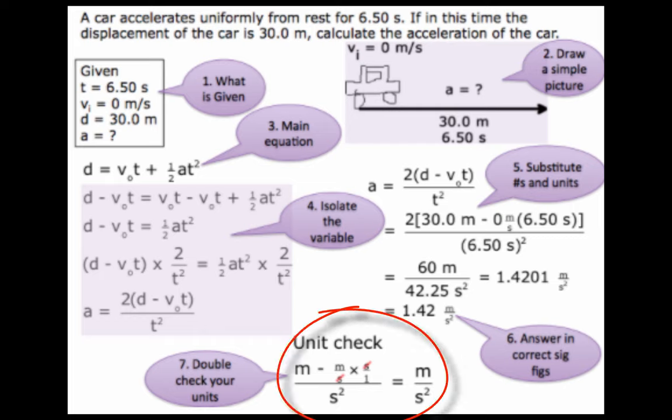In the last step, step 7, this is where you double check your work. You're going to do step 5 again, but just with the units. If the units are correct, then you have more than likely used the correct equation and completed step 4 correctly. That is, you isolated the variable properly.